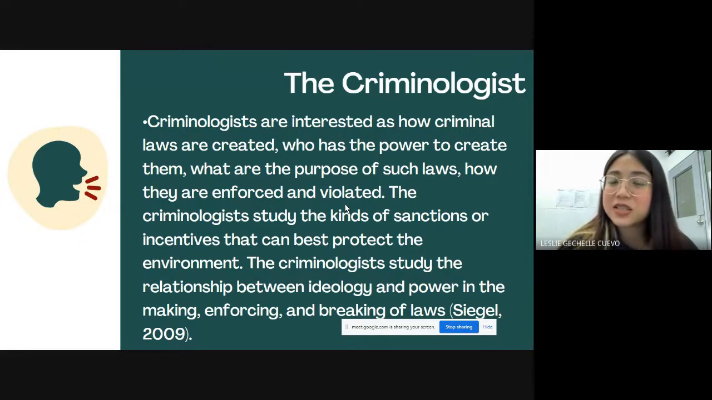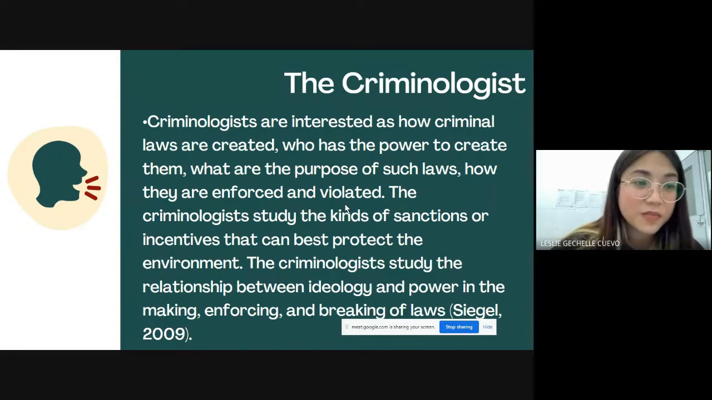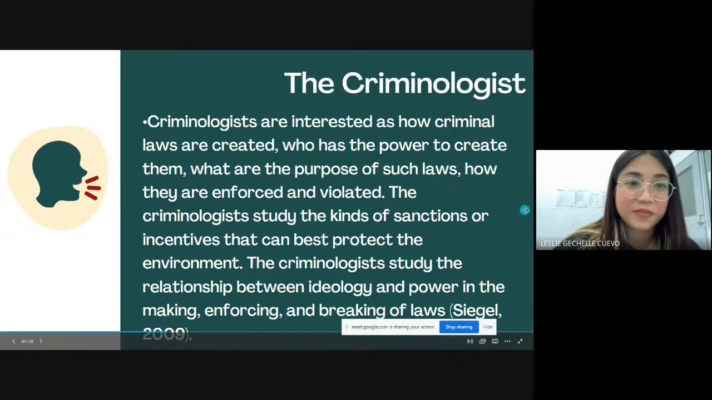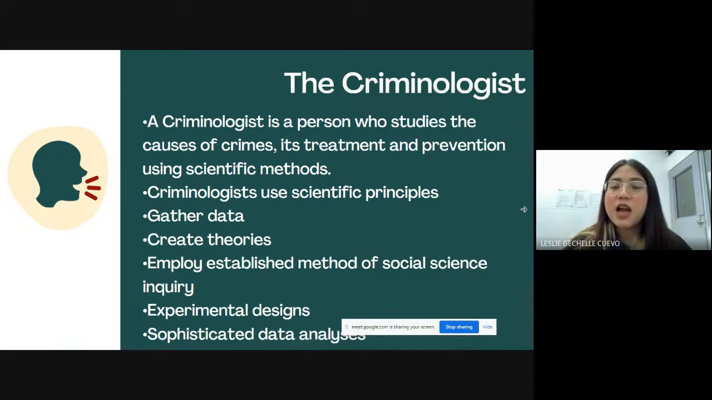Okay, so the criminologists study the kinds of sanctions or incentives that can best protect the environment. The criminologists study the relationship between ideology and power in the making, enforcing, and breaking of laws. Pag-aaralan natin to later. Ang tatlong yan. A criminologist is a person who studies the causes of crimes, its treatment and prevention. Papaano ba natin malulunasan yung sakit na meron yung kriminal? Yung paggawa nga niya ng krimen, yun yung sakit niya. Gumagawa siya ng krimen. So papaano natin siya matitreat? Paano natin mape-prevent na gumawa pa siya ng krimen?